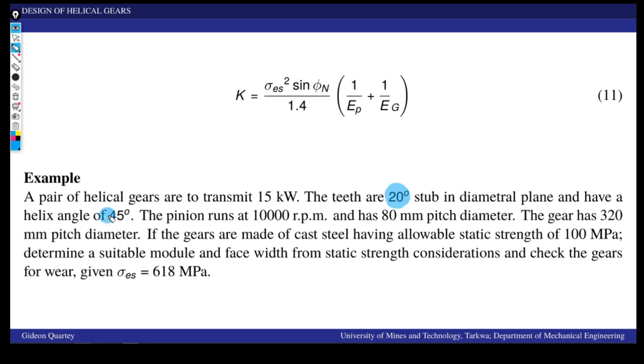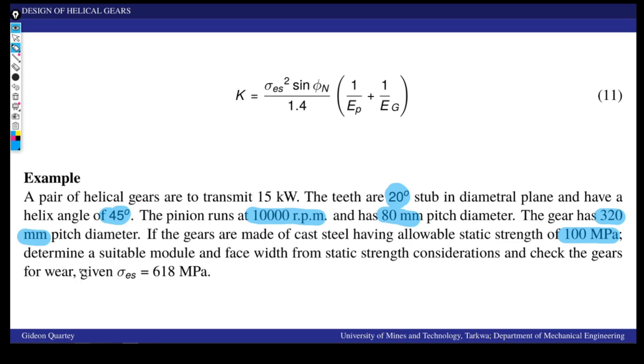Then we also have the helix angle to be 45 degrees. The pinion runs at 1000 RPM and has 80 millimeters pitch diameter. So DP, the pitch diameter for the pinion, is 80 millimeters. The gear has 320 millimeters diameter. So the pitch diameter for the gear is 320 millimeters. If the gears are made of cast steel, having allowable static strength of 100 megapascals. So the allowable static stress is 100 megapascals.